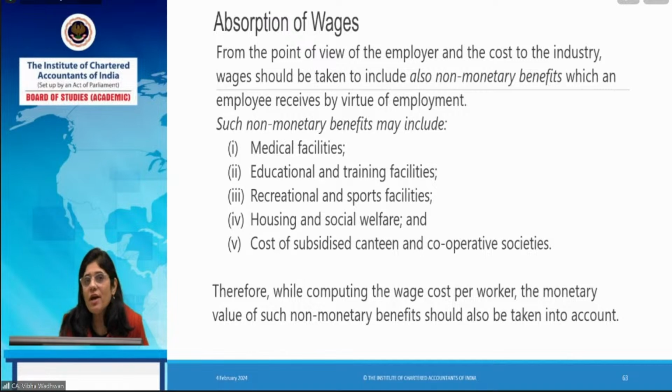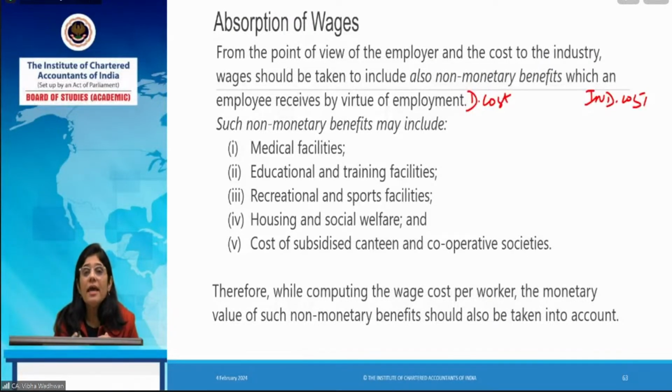So see, there is one very important question. Now we know what are direct cost and what are indirect cost, right? Absorption of wages is not about indirect cost. Clear? So there is direct cost and there is indirect cost. Clear? So the first thing you need to understand is everything you are paying to indirect workers.